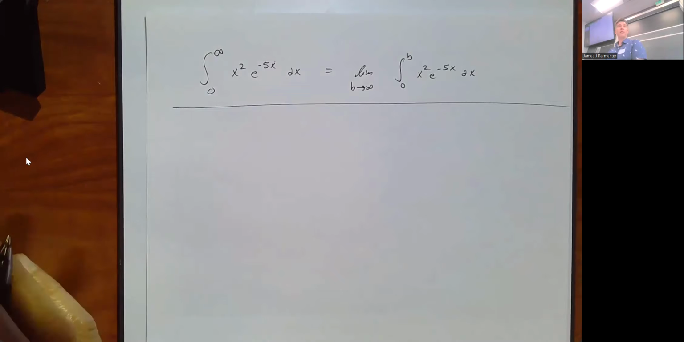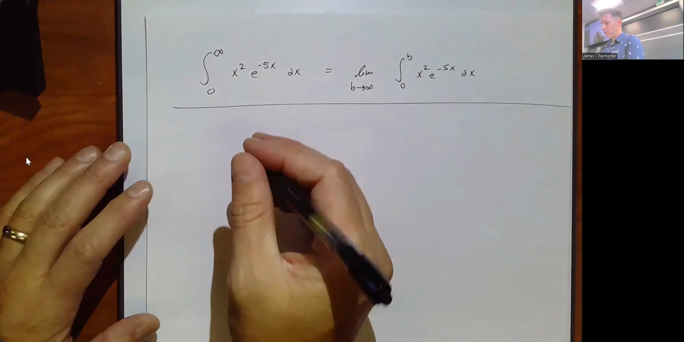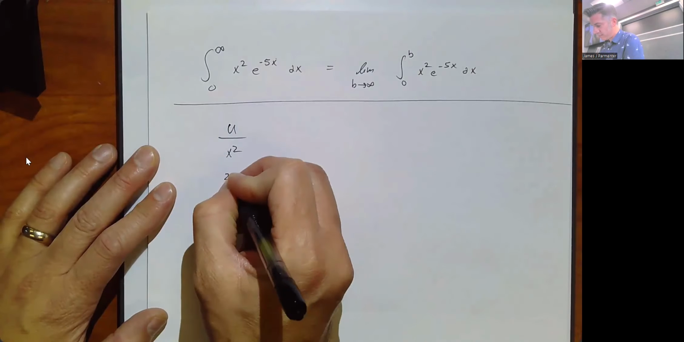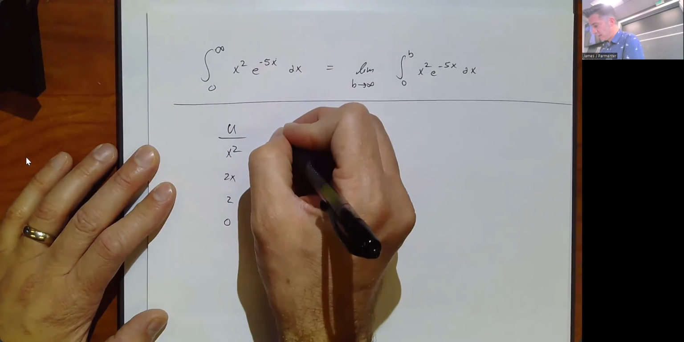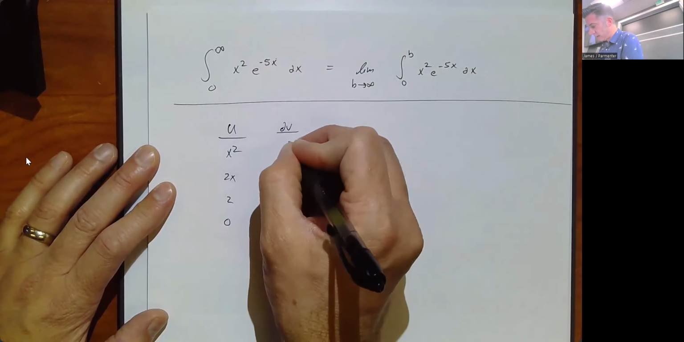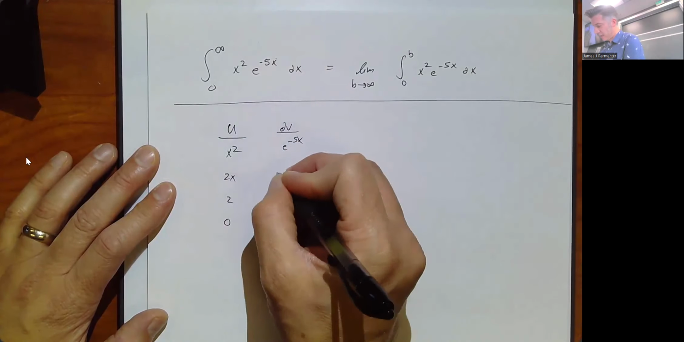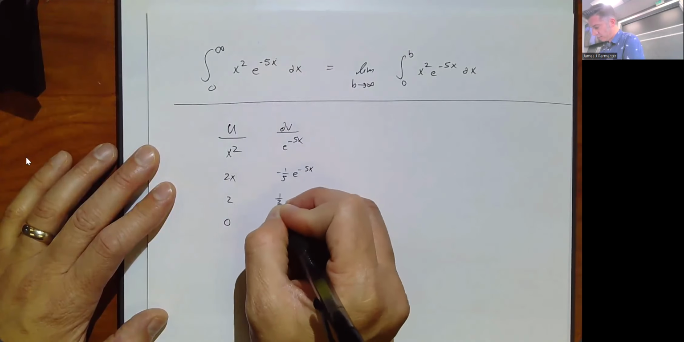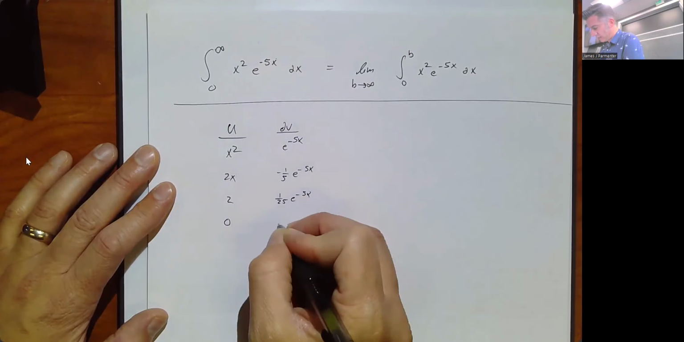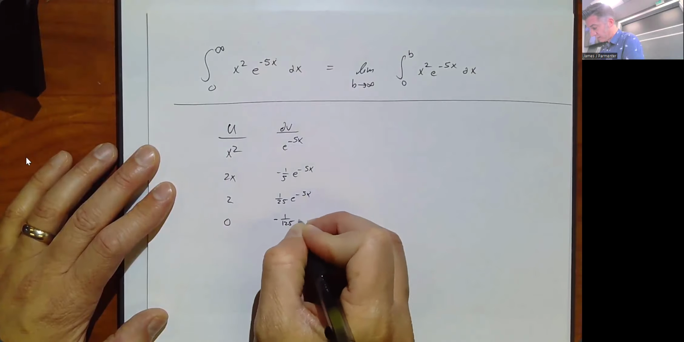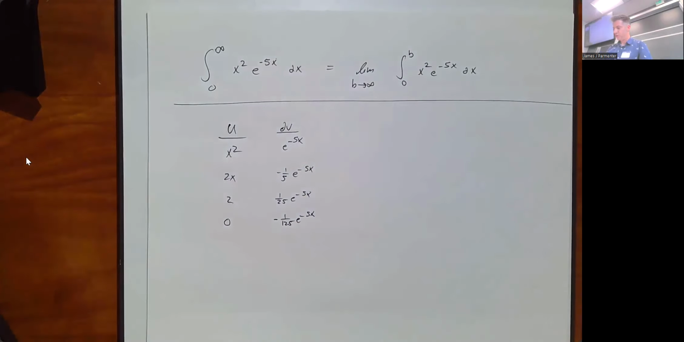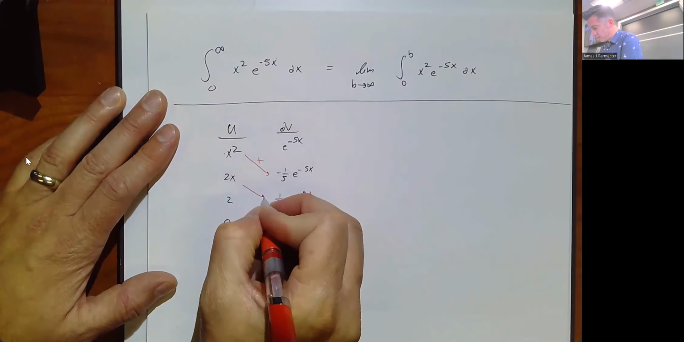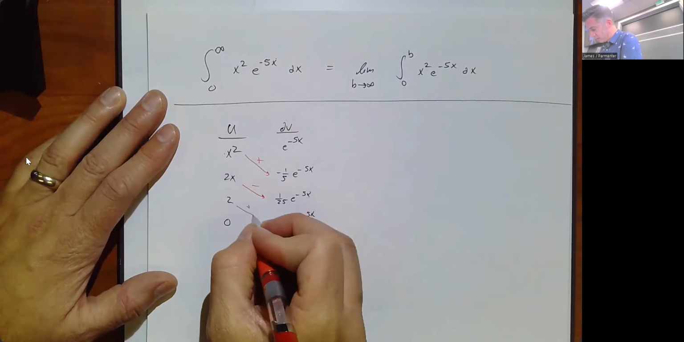So we're going to do that, but we're going to do it fast because this is one of those special ones where you can say u is x squared and then take all the derivatives. dv is kind of terrible. It's e to the negative 5x, and then the antiderivative is negative 1/5 e to the negative 5x, and then the antiderivative is positive 1/25 e to the negative 5x, and the antiderivative is negative 1 over 125 times e to the negative 5x. Woo! So then it's plus this times this, minus this times this, plus this times this.